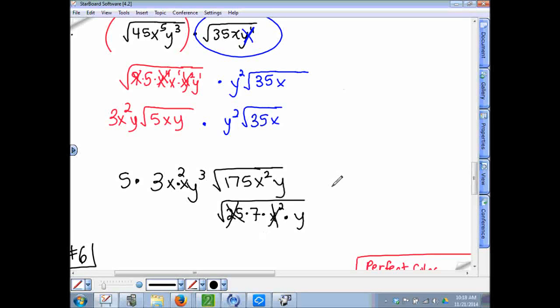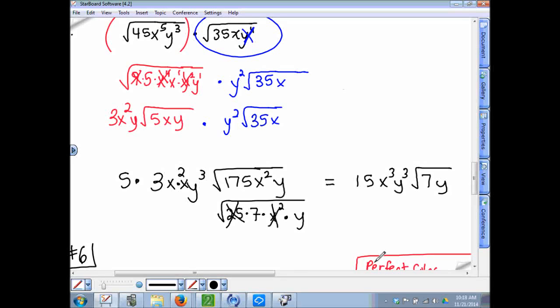But wouldn't you add the 5 to the 3x? Well, what is 5 times 3? So we have 15. X to the third. Y to the third.